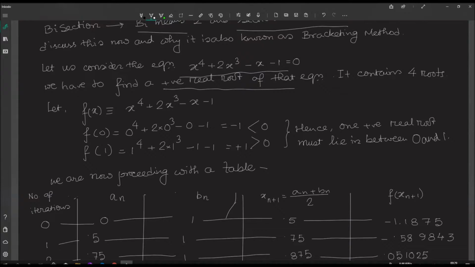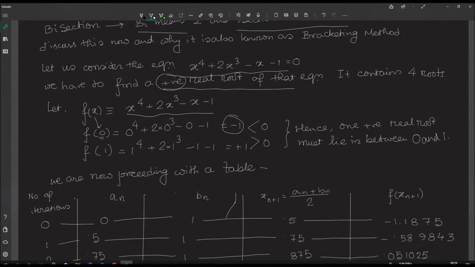Now, according to Bolzano, let us consider that equation as f(x). We are finding one positive real root, so we are starting from the value of x as 0. So x to the power 4, that is 0 to the power 4, plus 2x cube, that means 2 into 0 to the power cube, minus 0 minus 1, gives us the result as minus 1, that is negative or less than 0.